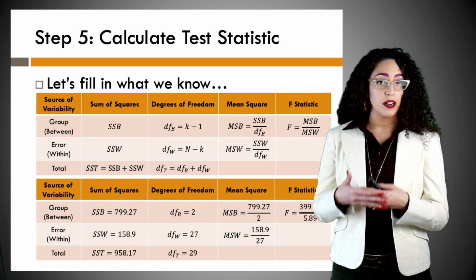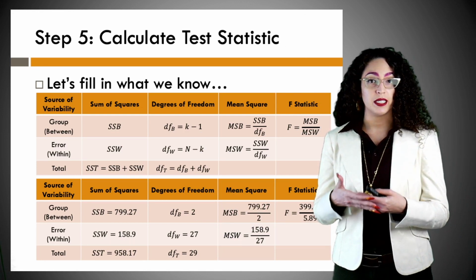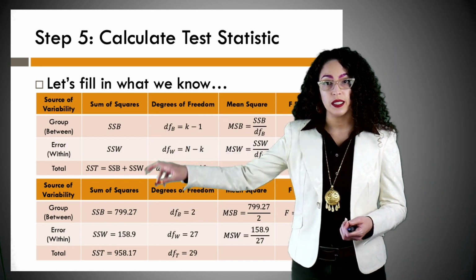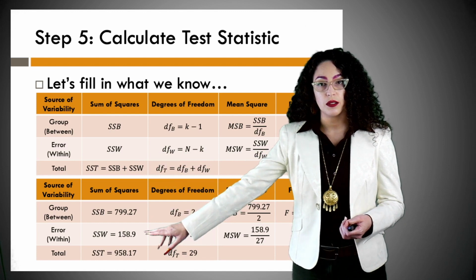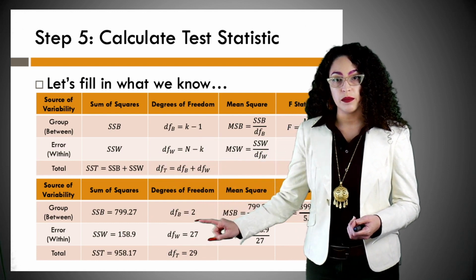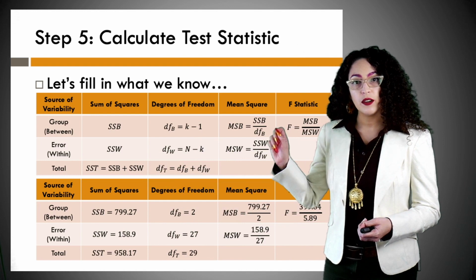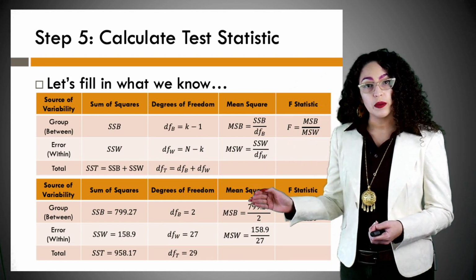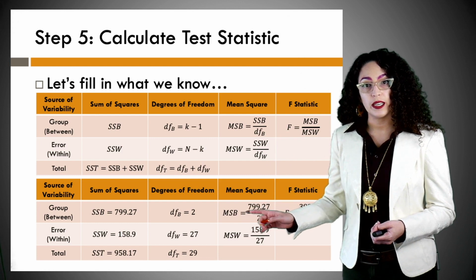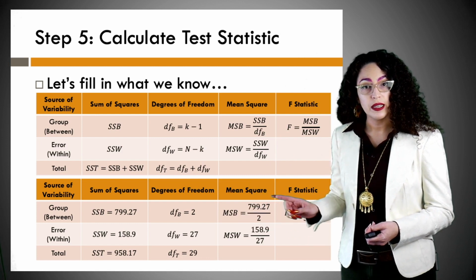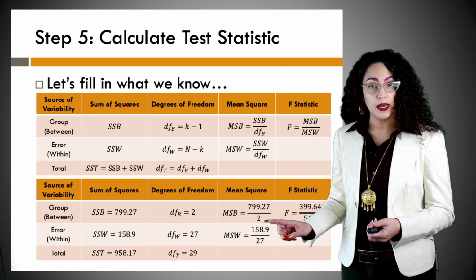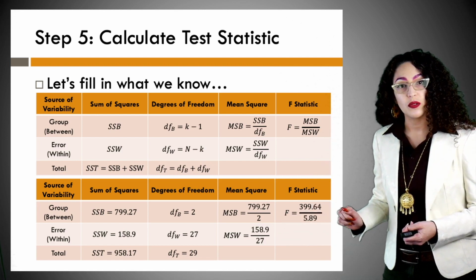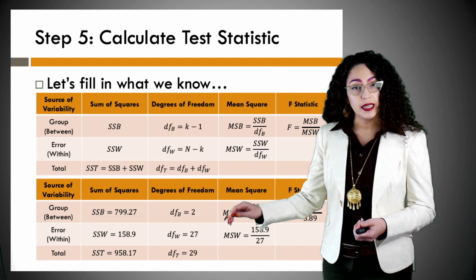So here's our table again. Let's fill out what we know and then fill in some things based on calculations. We have our sum of squares between, what was given to us, and our sum of squares within, which was also given to us. We have our degrees of freedom, 2 and 27, and then we have the mean squares between and this F-test. So, first thing we need to do is take mean squares between by getting the sum of squares between, dividing by degrees of freedom between, and that evaluates to 399.64.